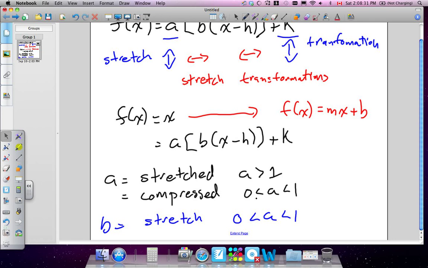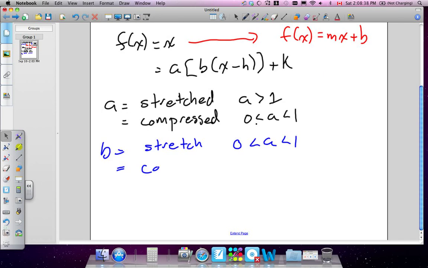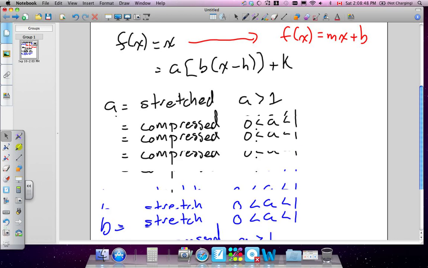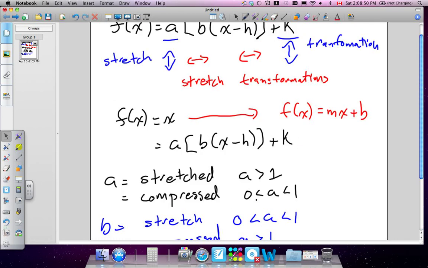When it's stretched vertically, or horizontally, that's the wrong word, and when it's compressed, it's the opposite. That's when B is greater than 1. Okay? Always think of our horizontal ones as being the opposite. Remember the same idea with H, we're moving it left and right? That's always opposite. So A and K are always whatever you think it is, it's logical.